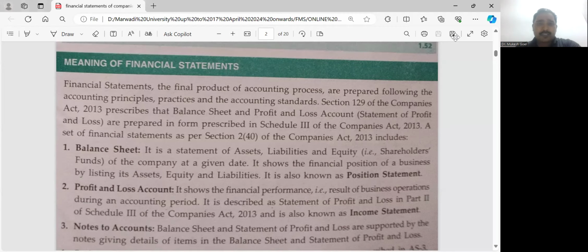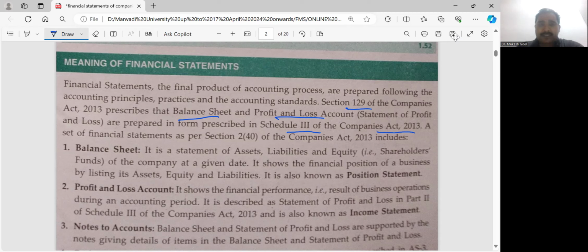So financial statement, the final product of the accounting process, is prepared following accounting principles, practices and accounting standards. According to section 129 of the Companies Act 2013, the balance sheet and profit and loss account are prepared in the prescribed Schedule III of the Companies Act 2013.